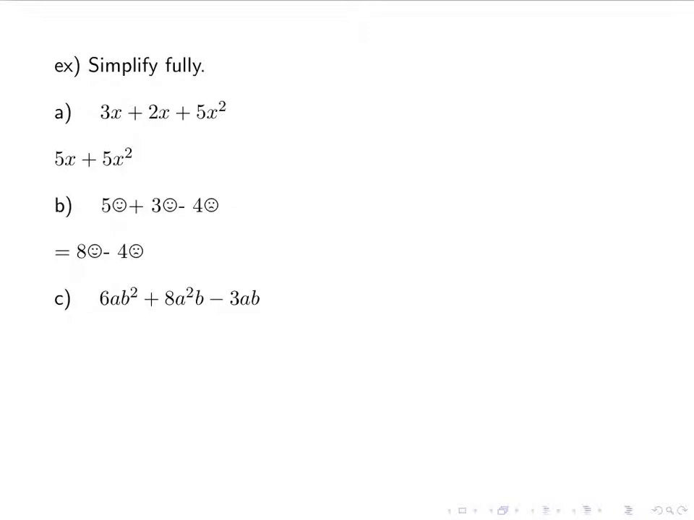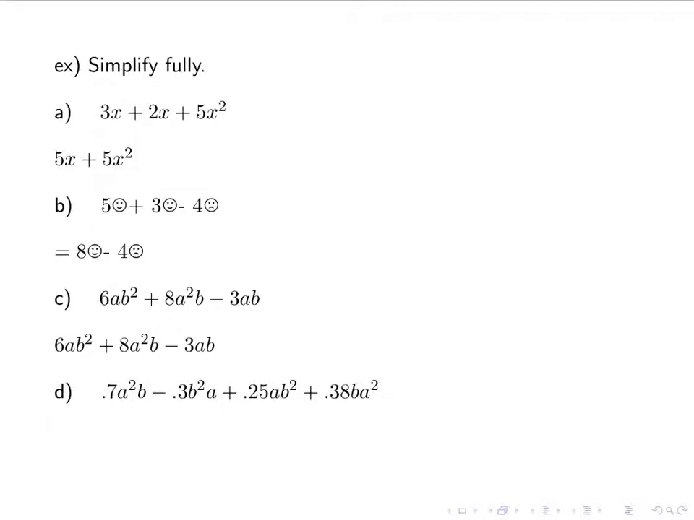6ab squared plus 8a squared b minus 3ab. So again, notice all 3 terms have the same variables. They all have an a, they all have a b, but they're being raised to different powers. In the first term, I have a to the 1, b to the 2. The second term, I have a to the 2, b to the 1. And the third term, I have a to the 1, b to the 1. None of them match up. So I can't simplify it any further. It is what it is.